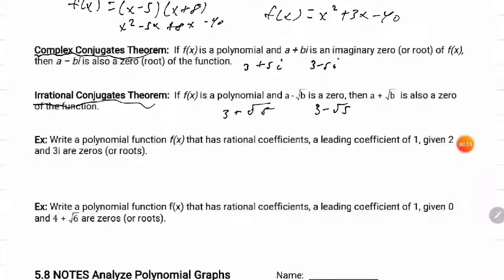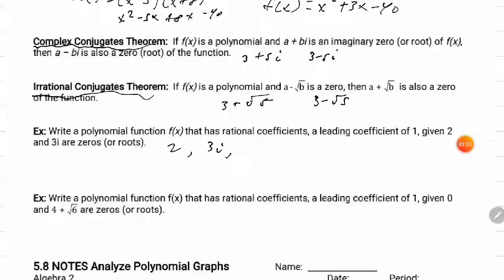So let's do an example. Write a polynomial function that has rational coefficients, a leading coefficient of 1, given 2 and 3i are zeros. So we have 2, 3i, and then our conjugate, negative 3i. So those are my 3 roots.